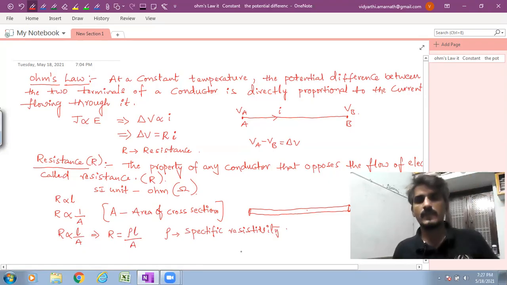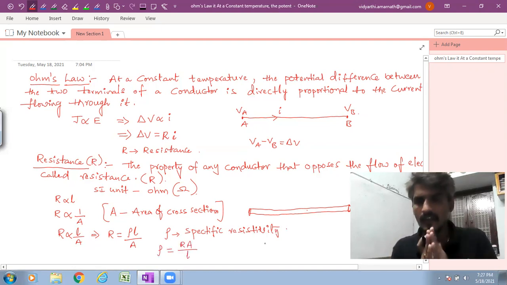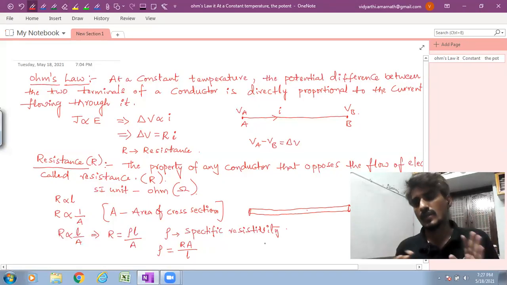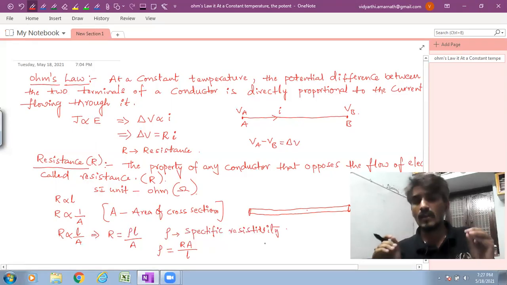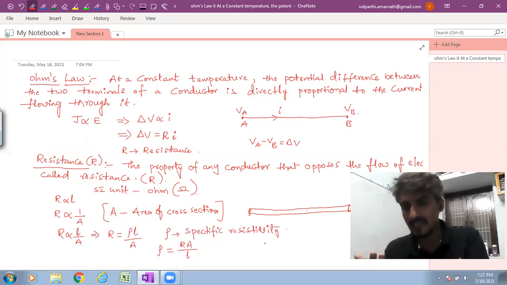What is the term called specific resistivity? How do we explain that? Specific resistivity can be written as RA by L. Any conductor you may take, any wire you may take, for unit length and per unit cross-sectional area, if you take that unit length of a conductor and unit cross-sectional area, how much resistance does it offer? It depends upon the nature of the material. Am I right or not?